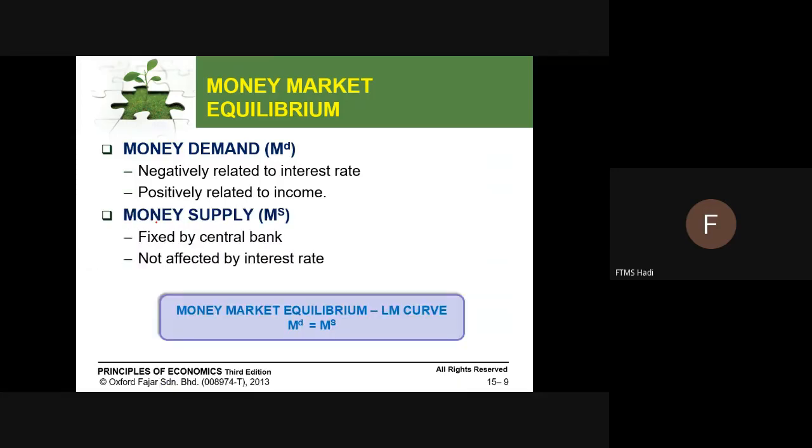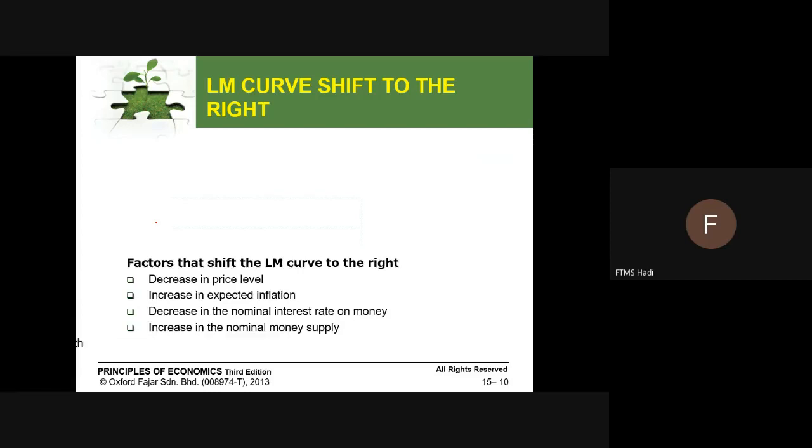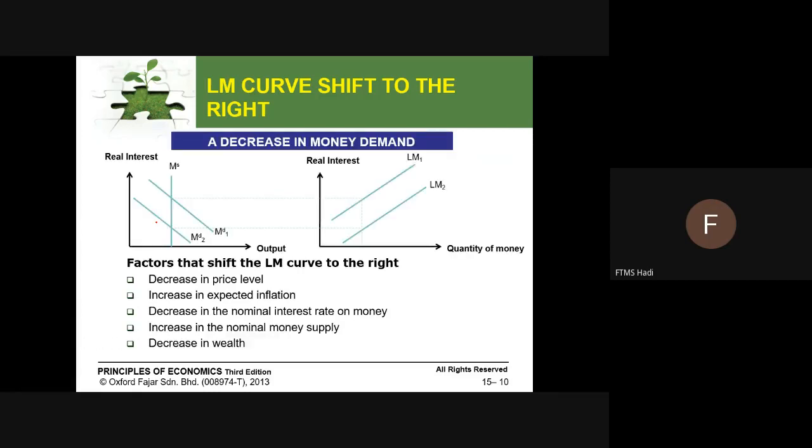Okay, let's skip to this one. What happened to the interest rate if the money demand is shifting to the left and shifting to the right? Okay, these are examples of money demand shifting to the left. This is because, why?